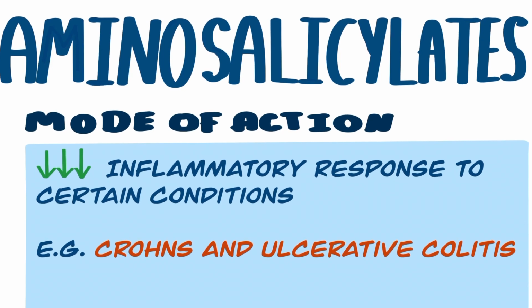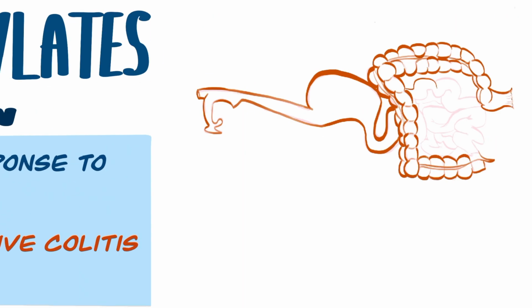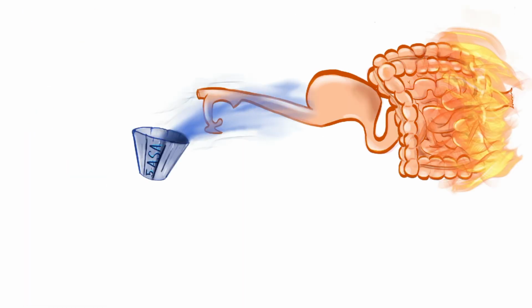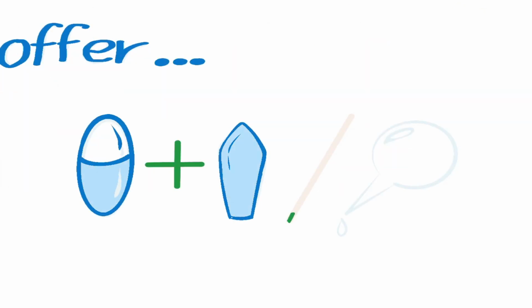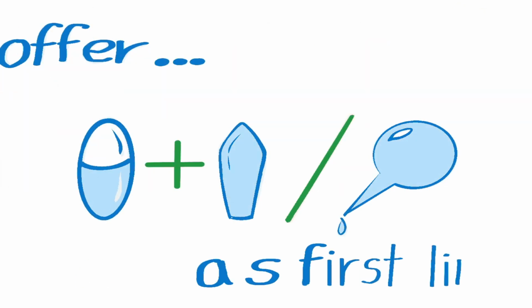The mode of action of aminosalicylates is that it reduces the inflammatory response in certain conditions such as Crohn's disease and ulcerative colitis. Usually we offer a tablet with a suppository or an enema for better efficacy. For mild conditions, we usually just use topical treatment alone.